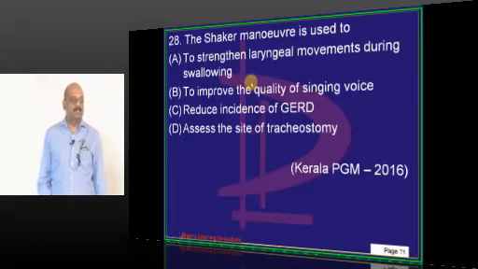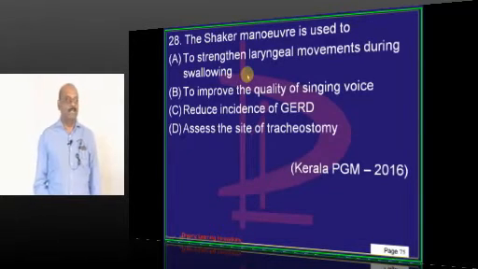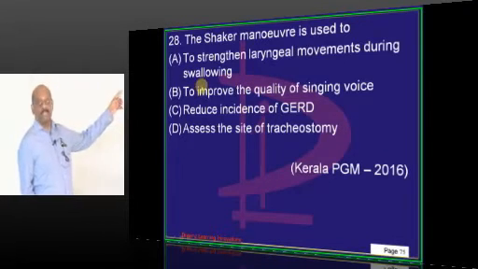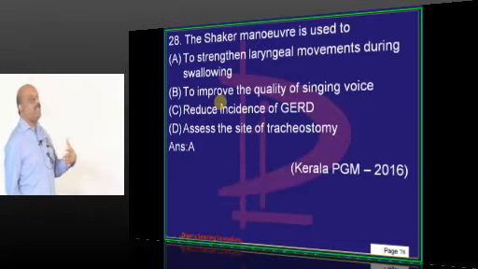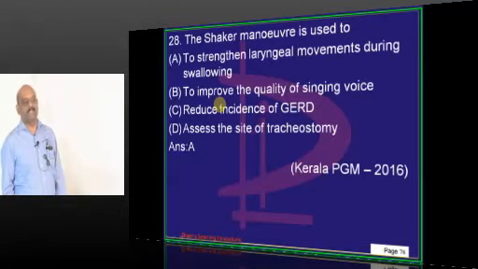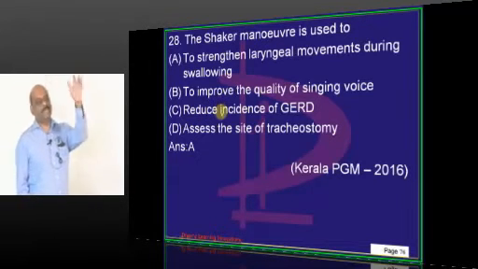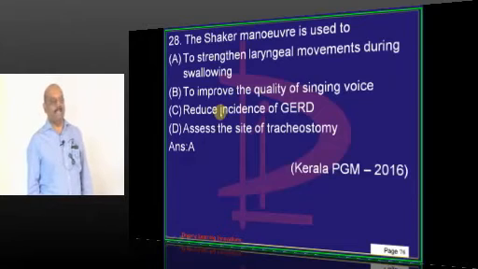Shaker maneuver is what? Knowing that we, this is a pure acronymous name. What is this? To strengthen laryngeal movements during swallowing process. Impossible question mein dal do. 4 ho gaya, score kitna ho gaya?